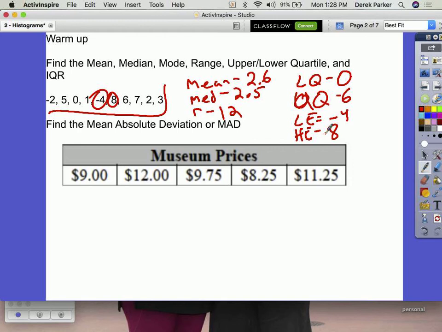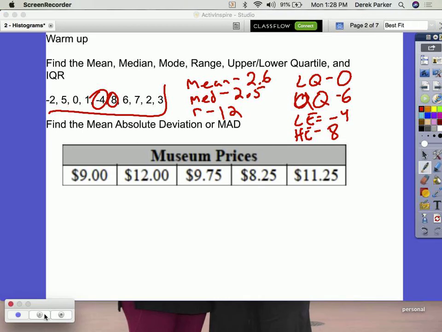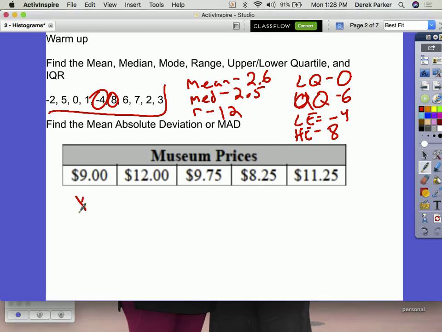Now, let's look at the museum prices and let's find the mean absolute deviation or the MAD. Remember, the first thing you're going to do is find the average. The mean of this data is 10.05. So now I'm going to find the distance of each of these. So 10.05 minus 9, 1.05. Next, 1.95. 10.05 minus 9.75, and I get 0.3. 1.8.